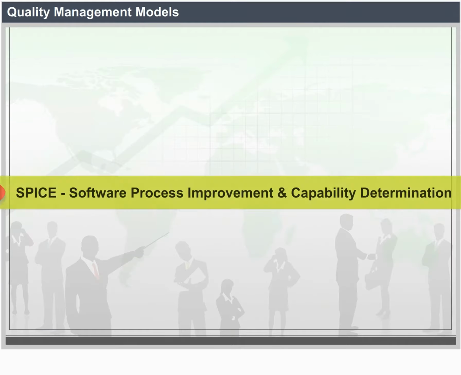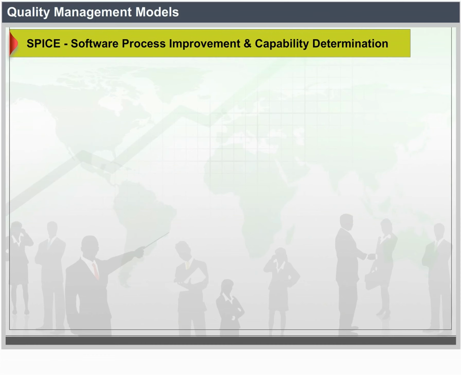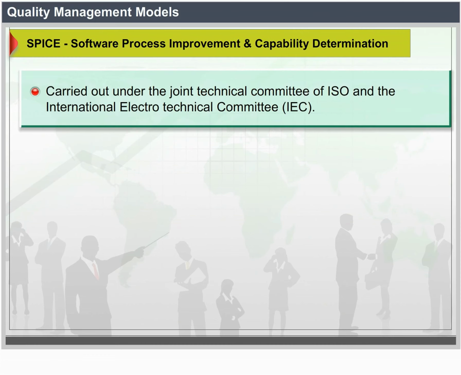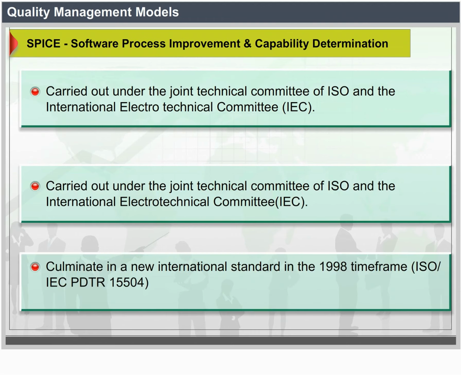SPICE, Software Process Improvement and Capability Determination. An international collaboration to develop a standard for software process assessment, carried out under the Joint Technical Committee of ISO and the International Electrotechnical Committee, IEC, culminated in a new international standard in the 1998 timeframe, ISO IEC PDTR 15504.